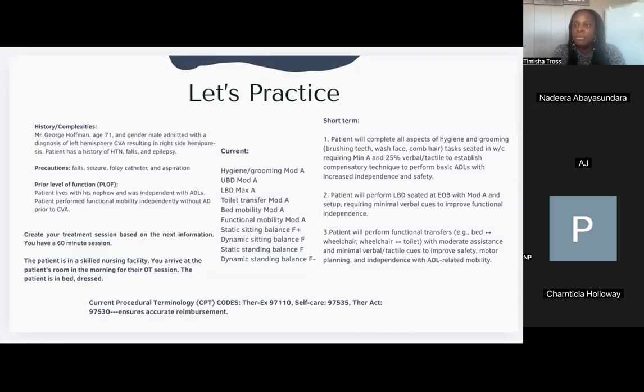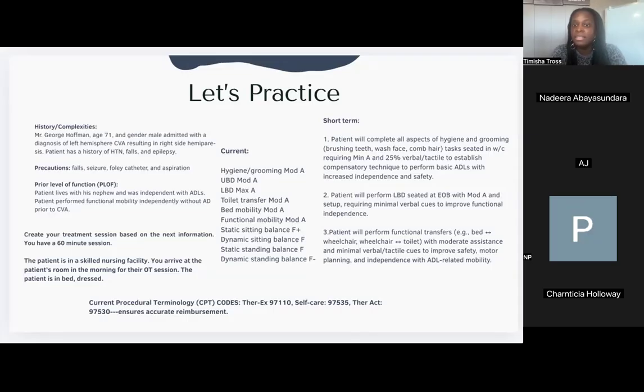Okay. Now these are the goals. These are the short-term goals. I didn't put anything down for long-term because really our focus is short-term since we're now starting to work with our patient. Okay, so the short-term goal is patient will complete all aspects of hygiene and grooming, brushing teeth, washing face, combing hair, seated in W/C, which means wheelchair, requiring min assist and 25% verbal/tactile cues to establish compensatory techniques to perform basic ADLs with increased independence and safety.